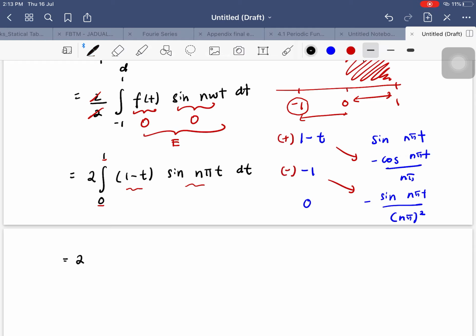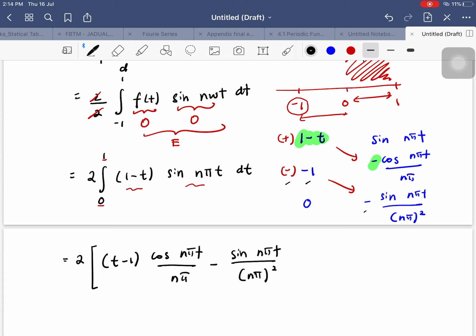Now let's put them together. Don't forget the 2 outside, so include that in your calculation. And this negative over here, I'm going to multiply by the whole function, so I'm going to write this as t minus 1, cos of n pi t over n pi. That is my first term. Then I have negative, negative, and negative, so that is going to be negative of 1 multiplied by sine n pi t over n pi to the power of 2, evaluated from 0 until 1.